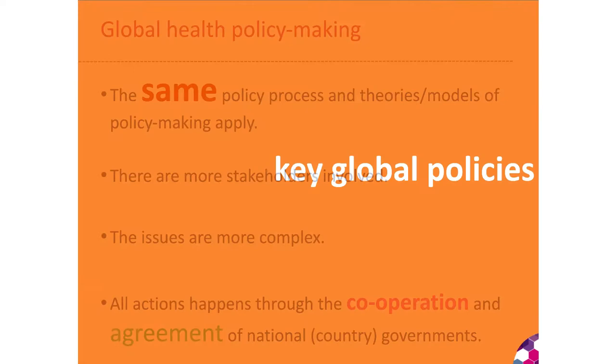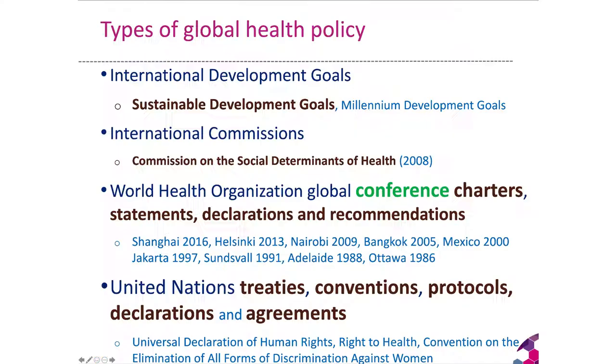So what are some of the key global health policies? Global health policies can be broken down into a number of aspects. International development goals. Before 2000 we had the Millennium Development Goals, and they were then developed into the Sustainable Development Goals, and we will talk about them briefly a little bit later. There are also international commissions, and the most recent one has been the Commission on the Social Determinants of Health. And again, we will talk about that a little bit later. And there are also global health promotion conferences and charters, statements, declarations, and recommendations. And again, we will talk about these a little bit later on in this video lecture.